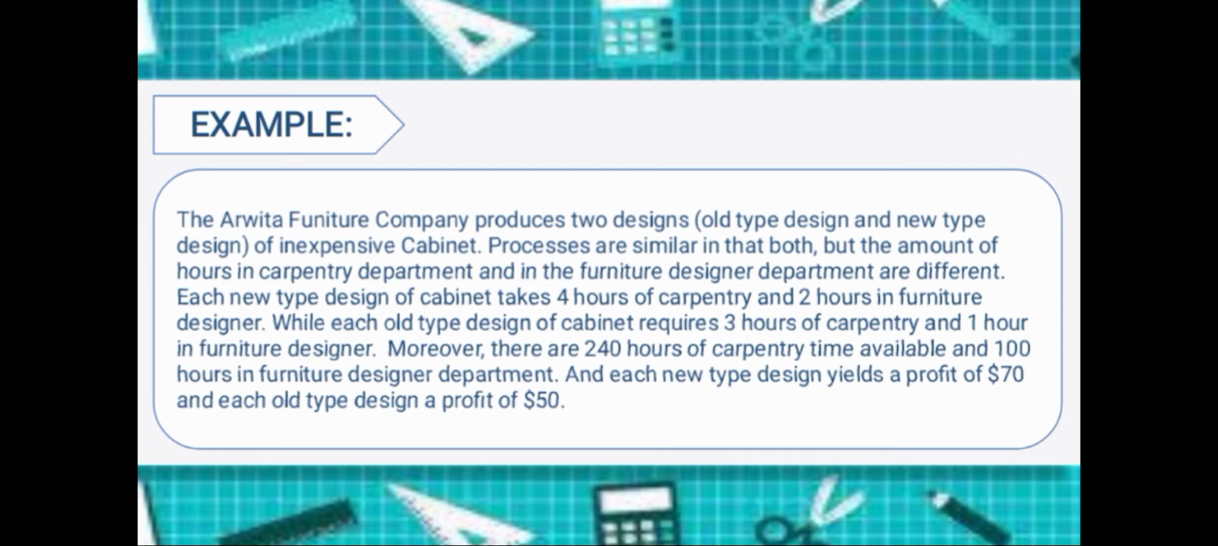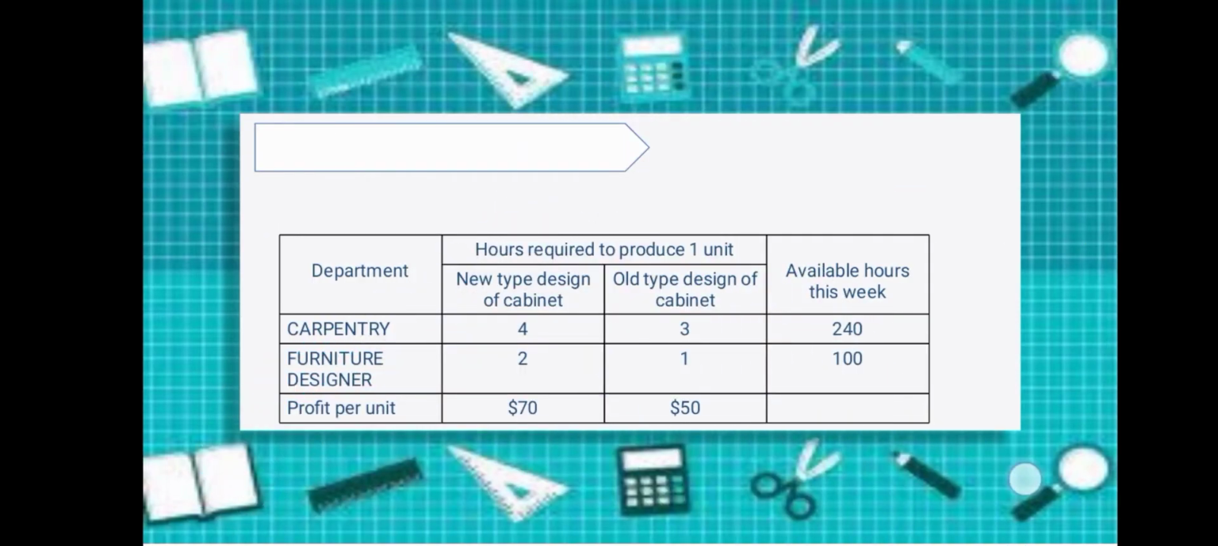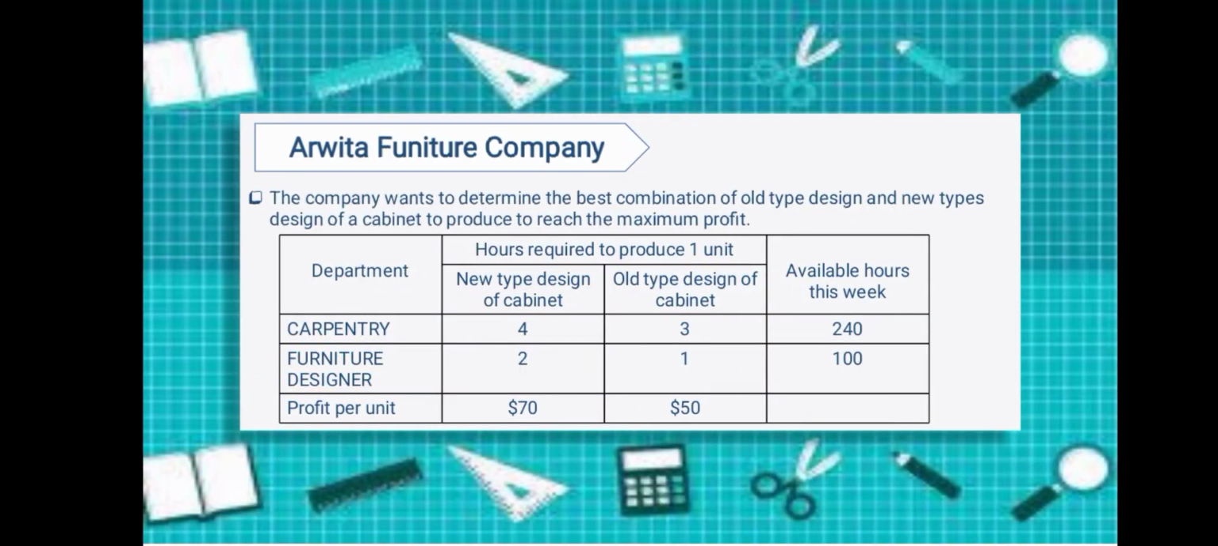And then, each new type or yung mga bagong design na cabinet ay naghahalaga $70 each, while the old type or the 90s type design of cabinet has a profit of $50 each. So ngayon, the company wants to determine the best combination of old type design and new type design of a cabinet to reach the maximum profit. So gusto ng kumpanya na malaman kung ano yung best combination ng dalawa.